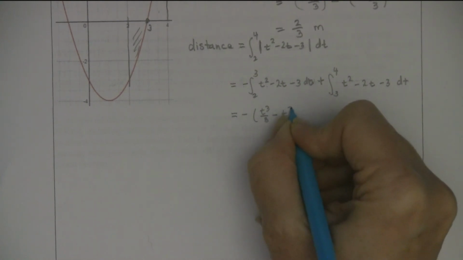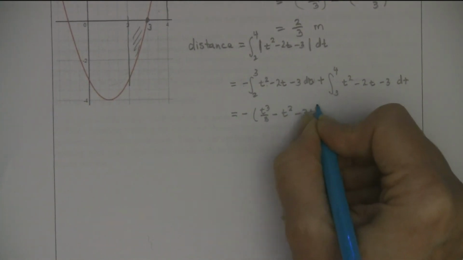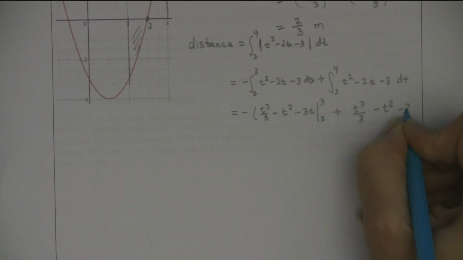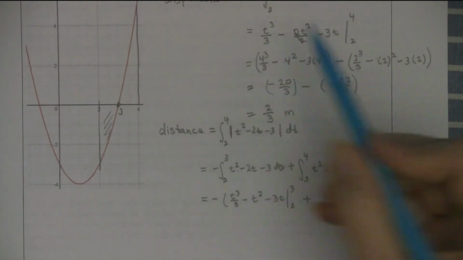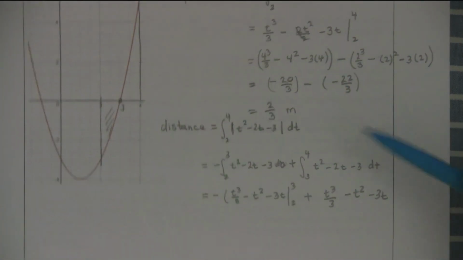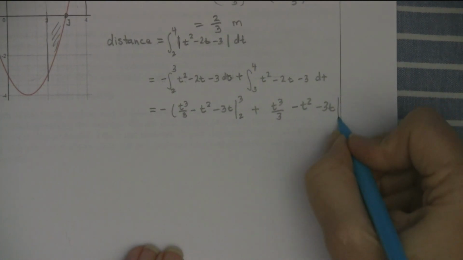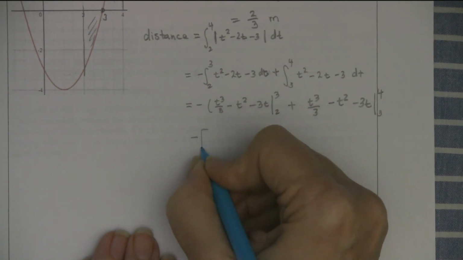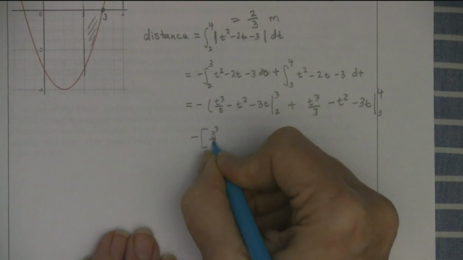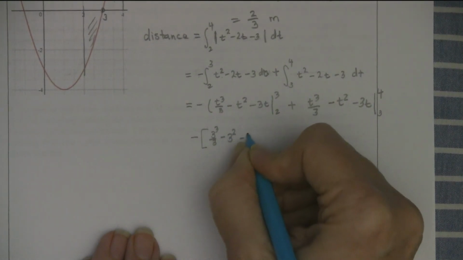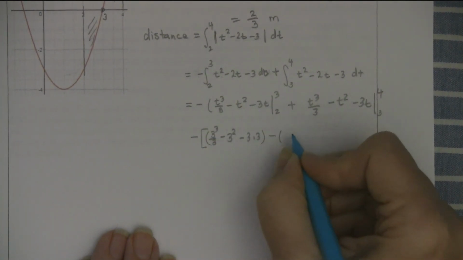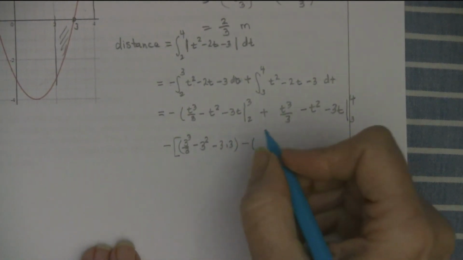This is t cubed over 3 minus t squared minus 3t from 2 to 3, right? And plus, the same thing from 3 to 4. I want to make sure I have the same thing here. Then I'll hit it with a negative after I get it. So this is negative of 3 cubed over 3 minus 3 squared minus 3 times 3.